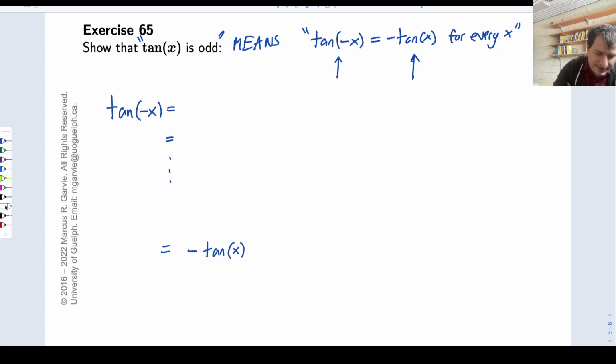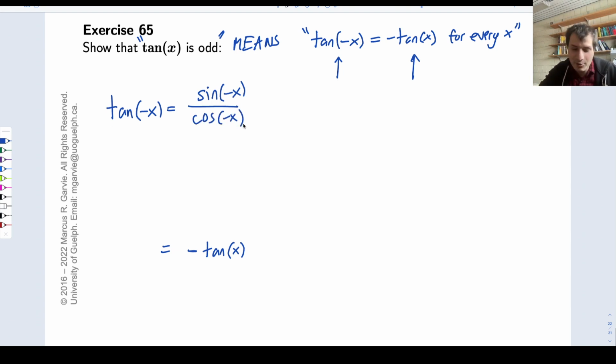Okay. What is the sequence of steps? I don't know. We're going to try to do it, and we're going to see what happens. That's how proof finding goes. So what can I do with tangent of minus x? How can I simplify it? Well, one thing I can do is write that tangent is sine over cosine. So the tangent of minus x is the sine of minus x divided by the cosine of minus x.